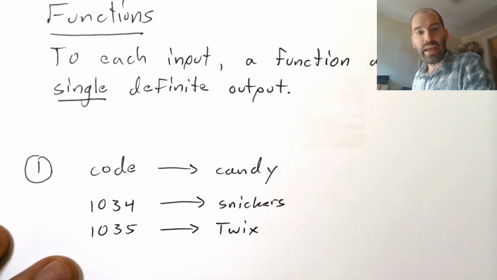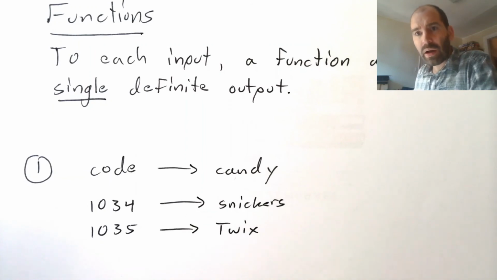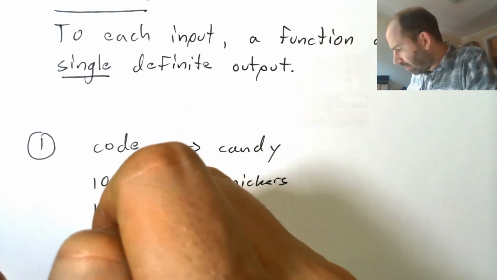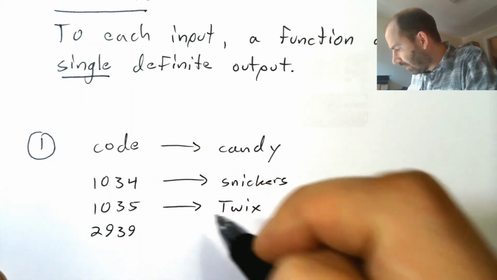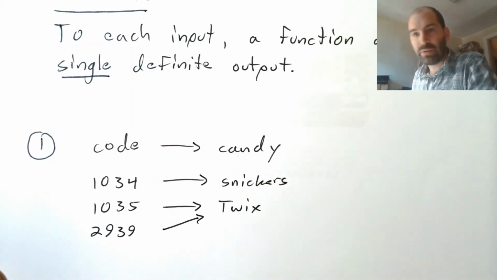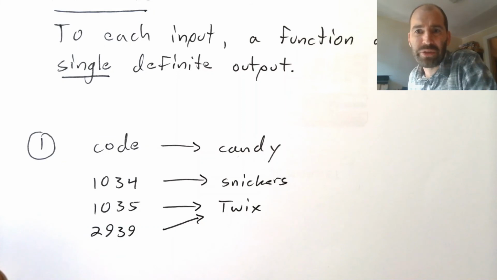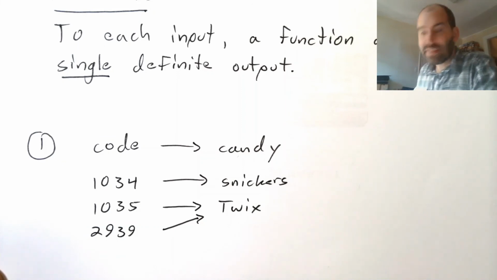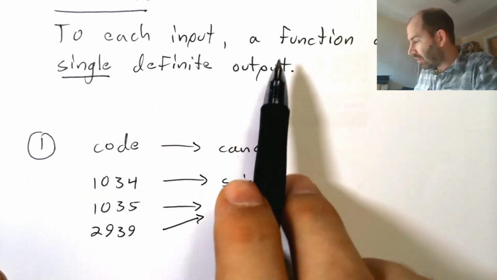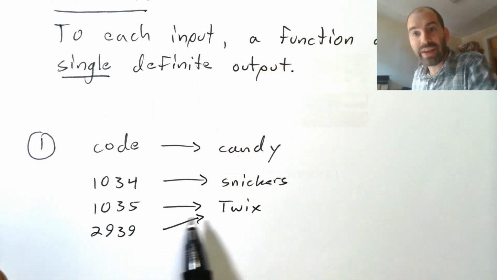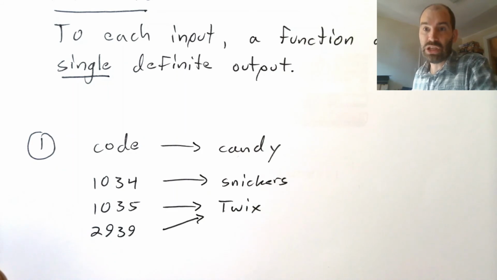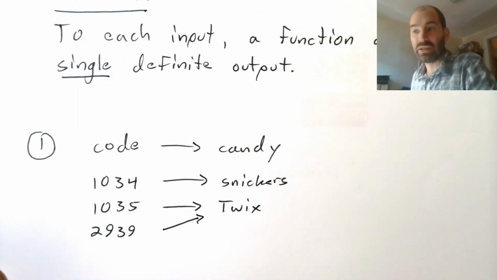Okay. Now, something else could happen. I could type in another code. Maybe there's a code 2939, and that is also associated with Twix. That's okay. Two inputs can give you the same output. If there just happened to be two codes that gave you the same candy bar, that's fine. It's still satisfying this rule that to each input, there's a single output. I know, given the code, exactly what I'm going to get out. The machine knows this. The machine is the function.